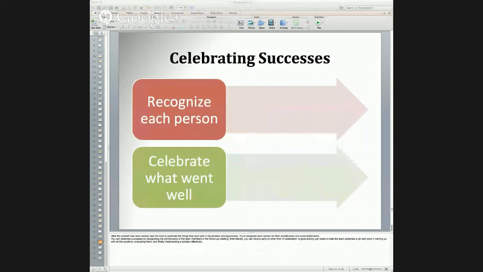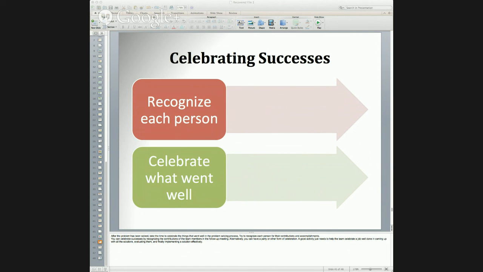Celebrating success. After the problem has been solved, what do we do? We take the time to celebrate the things that went well in the problem-solving process. Try to recognize each person for their contributions and accomplishments. You can celebrate success by recognizing the contributions of the team members in the follow-up meetings.